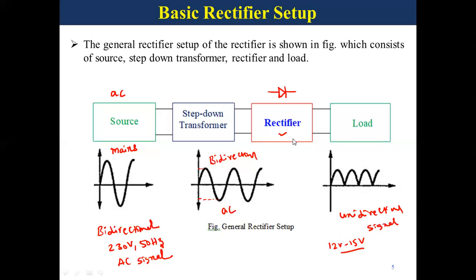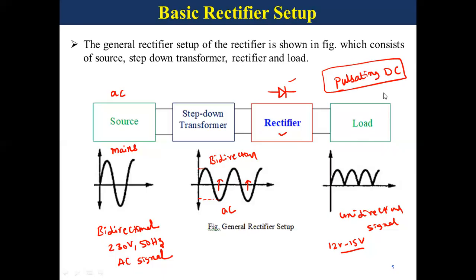Because of the characteristics of the diode used in the rectifier circuit, the negative half cycle is converted to the positive half cycle. So the output of the rectifier is unidirectional. In general we want a perfect DC, but the output of the rectifier is unidirectional and consists of so much AC component. That's why we call the output of the rectifier a pulsating DC. There is a large amount of AC component in the output of the rectifier.